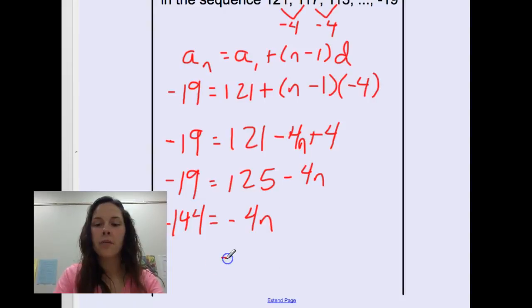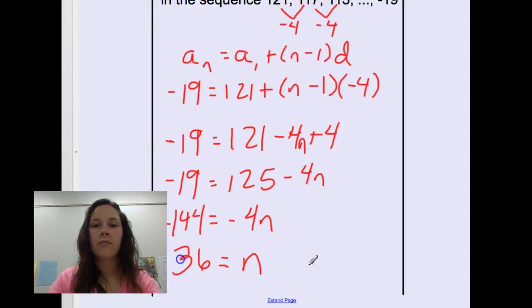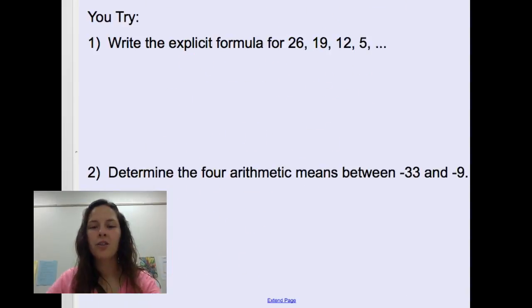And finally, dividing by -4, we get 36, which means n equals 36, so there are 36 terms in our sequence. And your U-try questions.